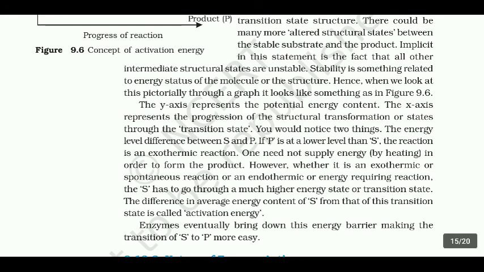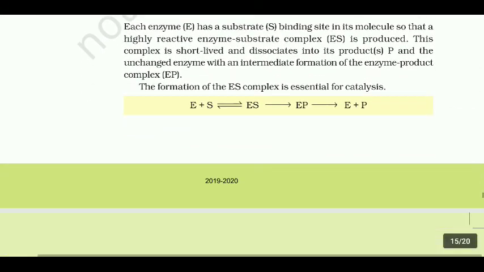However, whether it is an exothermic or spontaneous reaction, or an endothermic or energy-requiring reaction, the S has to go through a much higher energy state, or transition state. The difference in average energy content of S from that of the transition state is called activation energy. Enzymes eventually bring down this energy barrier, making the transition of S to P easier.